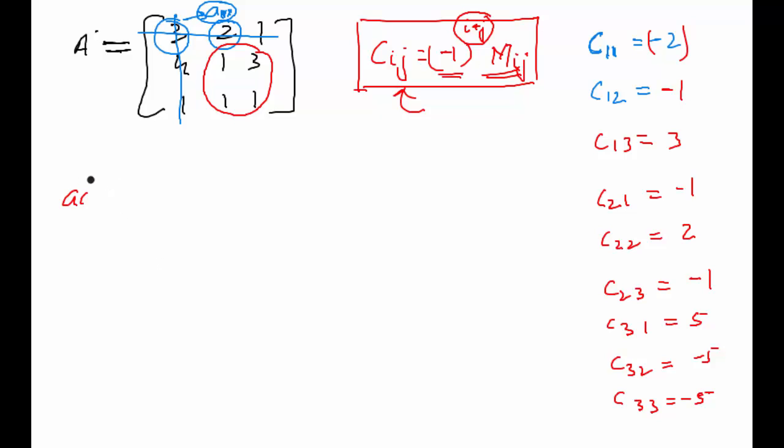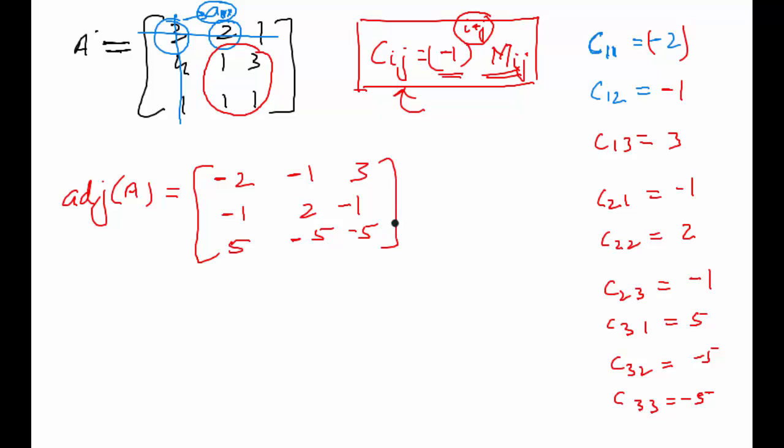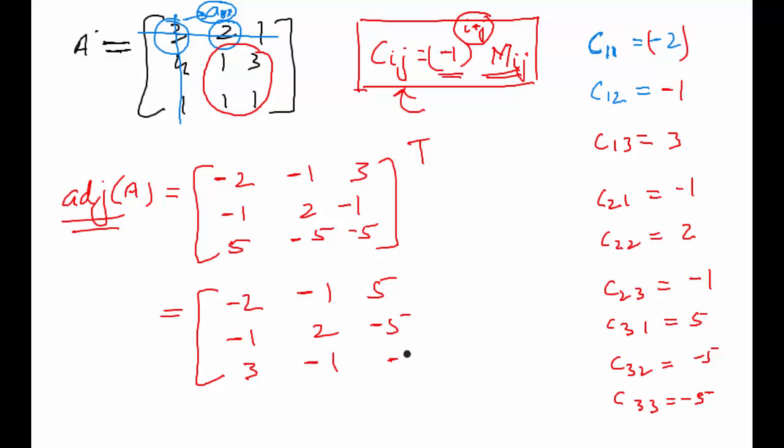Okay, so now adjoint of A is what? Transpose of the cofactor matrix. So let us write the cofactor matrix first. So it will become minus 2, minus 1, 3, minus 1, 2, minus 1, 5, minus 5, and minus 5. Transpose of this will be my adjoint, which means that my adjoint has now the value. I just have to flip this about the leading diagonal. So I will get what? Minus 2, minus 1, 5, minus 1, 2, minus 5, and 3, minus 1, minus 5. This becomes our adjoint matrix.